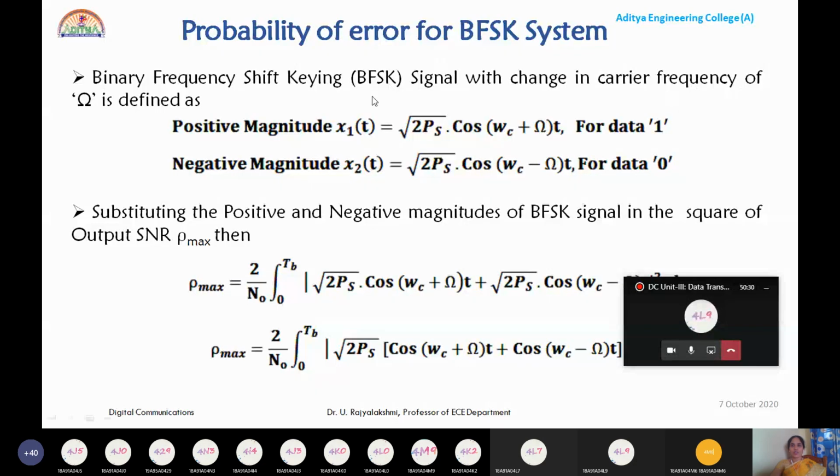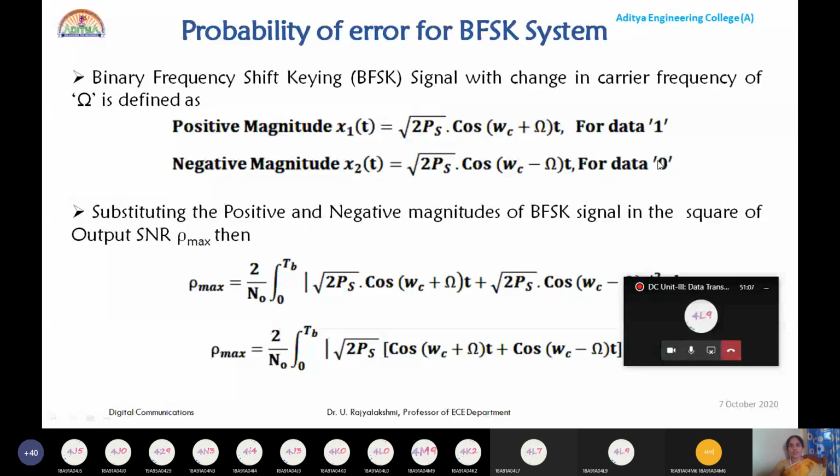So for the data bit 1, you can define x1 of t as root 2Ps cos of this carrier frequency omega c changed by a factor of this delta omega. Let us suppose the change in the carrier frequency be delta omega. So omega c plus delta omega for data bit 1 and omega c minus delta omega for data bit 0. So the increase in the carrier frequency or decrease in the carrier frequency. Increase in the carrier frequency whenever the input is at high level.